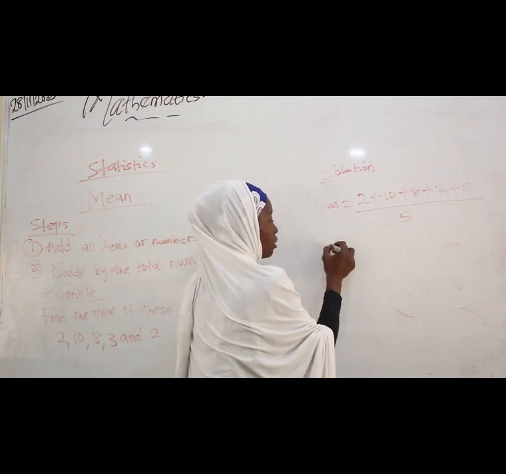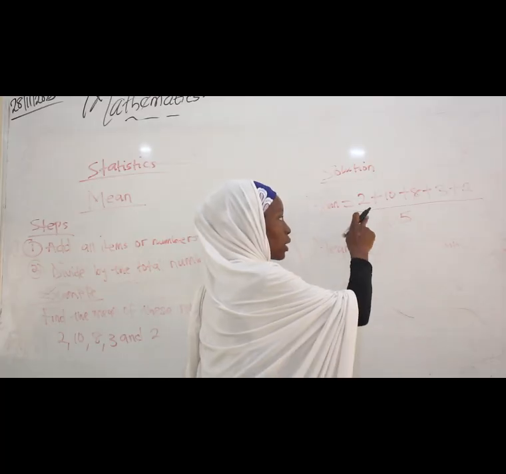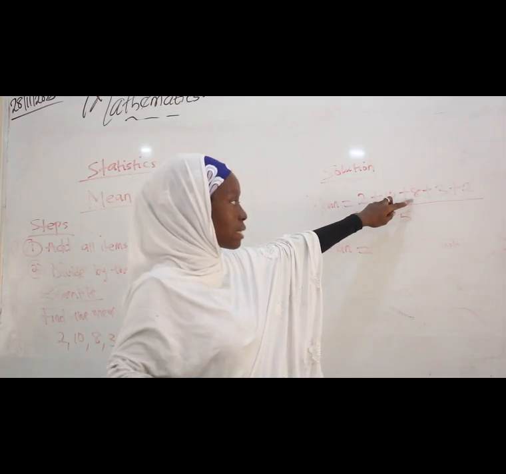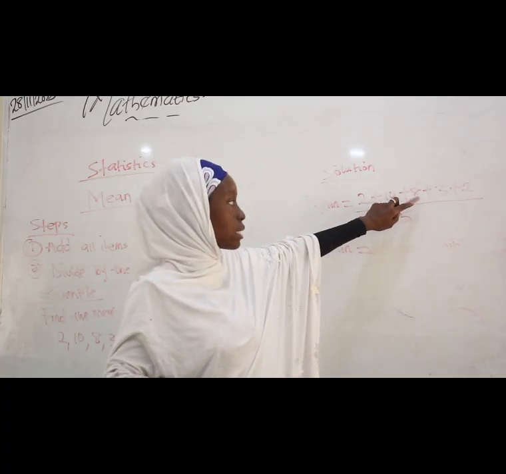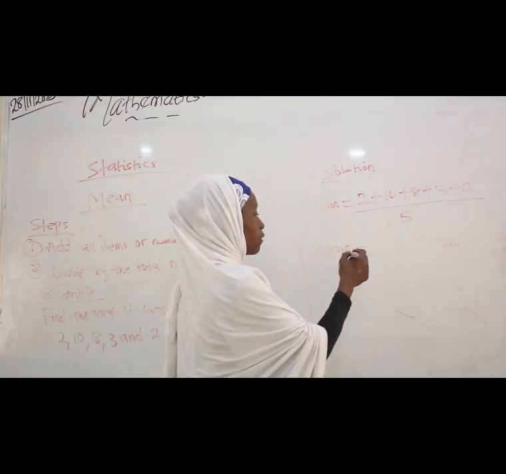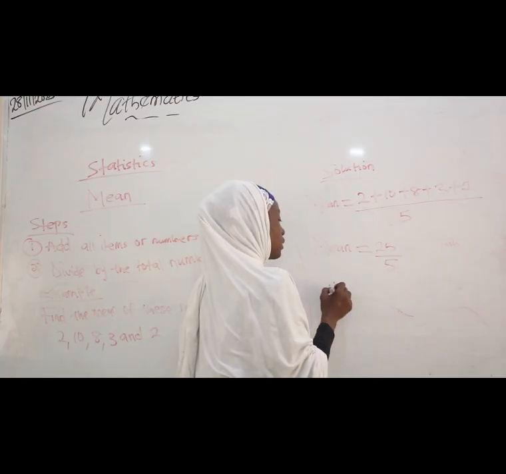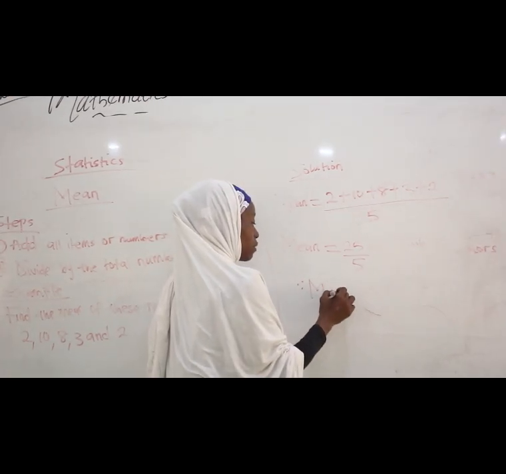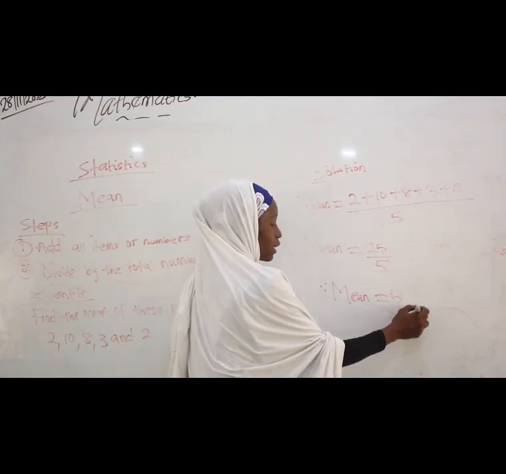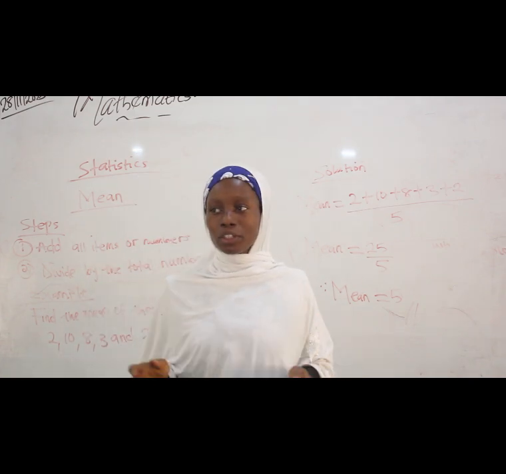So let's sum up these numbers together. We have 2 plus 10, it gives us 12, plus 8, that's 20, plus 3, 23, plus 2, that is 25, divided by 5. So therefore our mean is equal to 25 divided by 5, which gives us 5. And that comes to the end of our revision for this term.